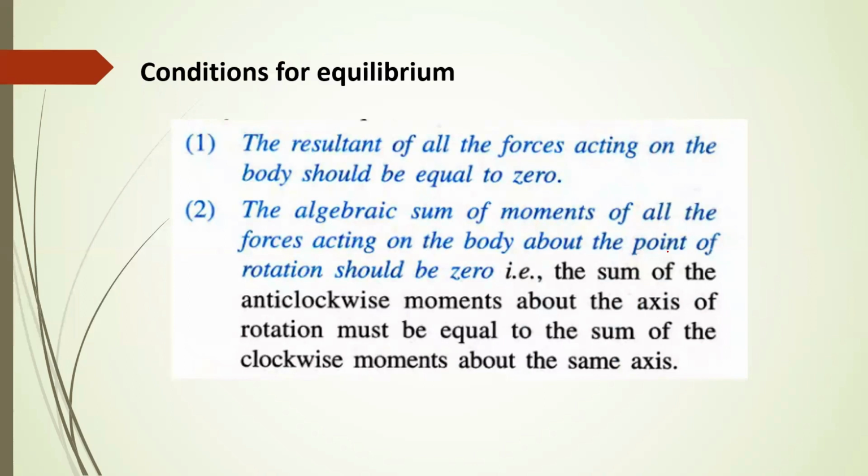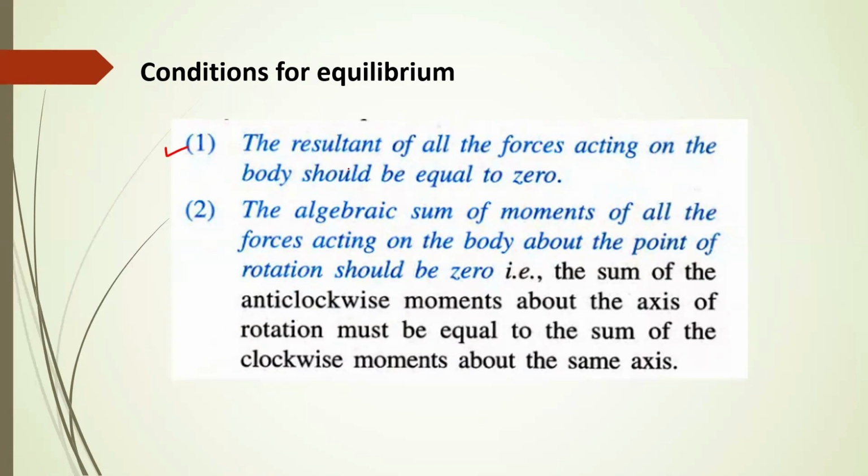So now let us see what are the conditions for equilibrium. First condition, as it is mentioned here, the resultant of all the forces acting on the body should be equal to zero. Exactly what we've just seen. Upward force and a downward force, or sideways, the forces are always opposite to each other, but the magnitude is equal. So their resultant has to be zero for the body to be in equilibrium, either static or dynamic equilibrium.